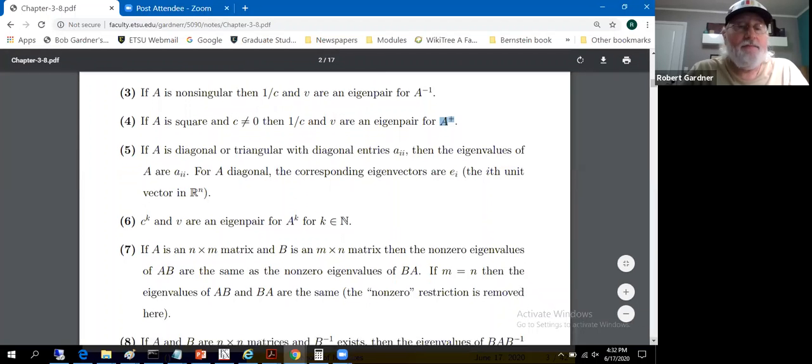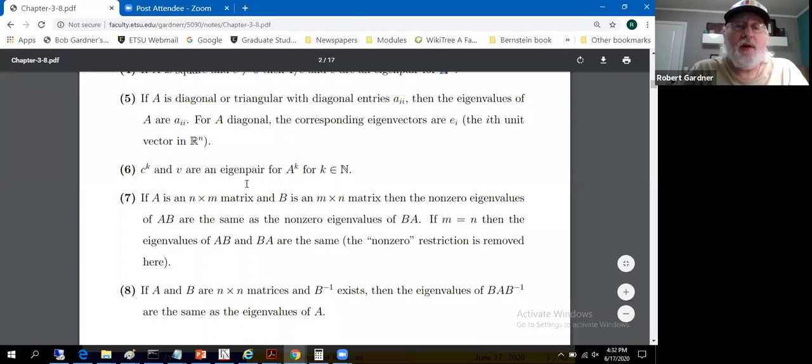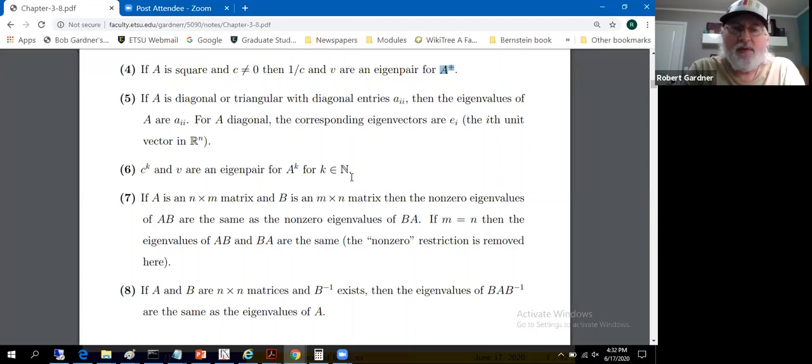C to the K and V are an eigenpair for the matrix A to the K, where K is any natural number. You probably ran across that in linear algebra. It's a common little homework exercise, a straightforward computation to establish part 6.